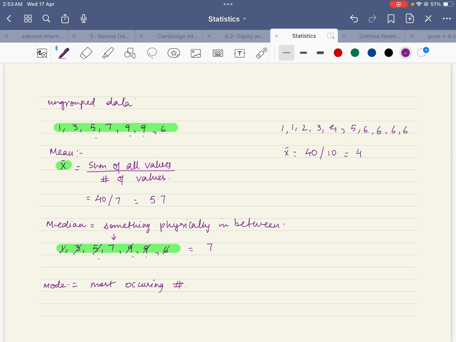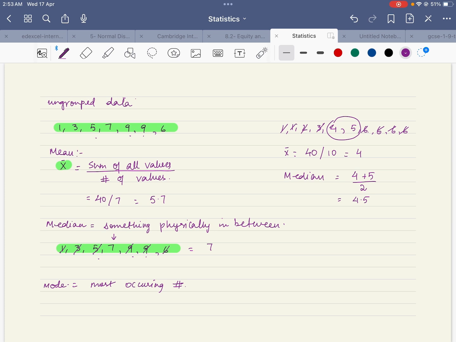But for even data, median is not as simple as something in between. Let's have a look. Here the median will be, let's cancel them one by one. We will have two terms in between now, 4 and 5. So what do we do? We add 4 and 5, divide them by 2. Answer is 4.5. This is median of the data.